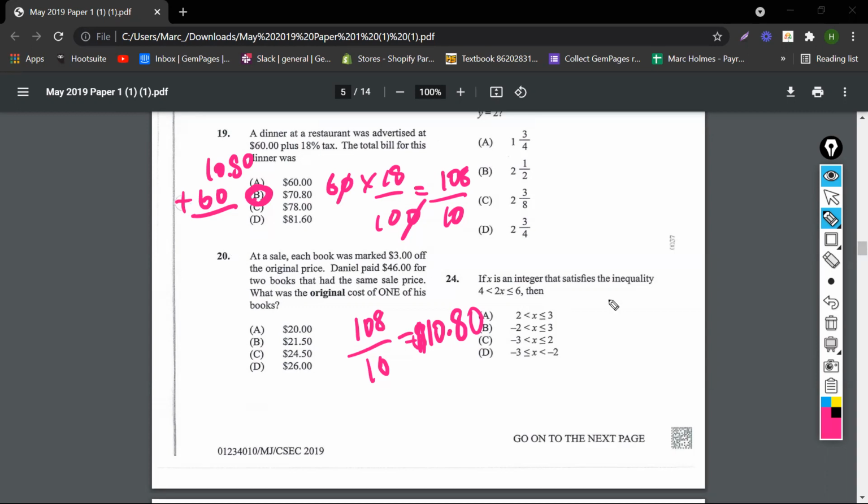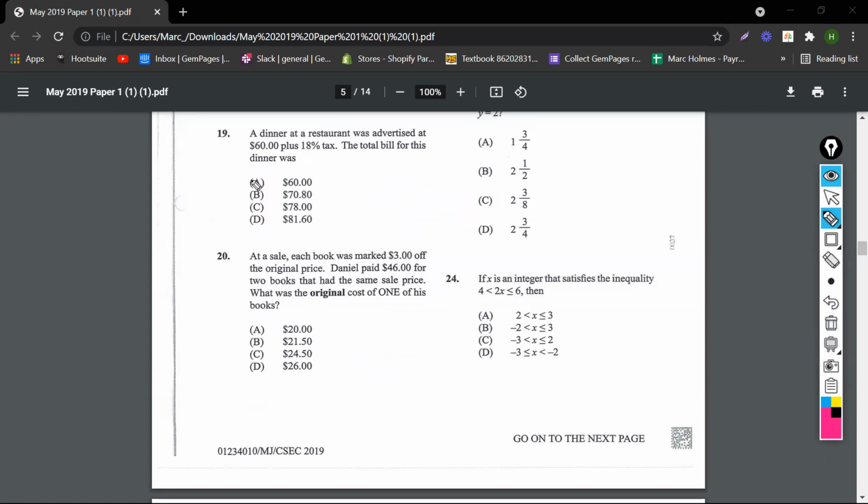Let's look at number 20 now. So this is B. It says at a sale, each book was marked $3 off the original price. Daniel paid 46 for 2 books that had the same sale price. What was the original cost of one of his books?